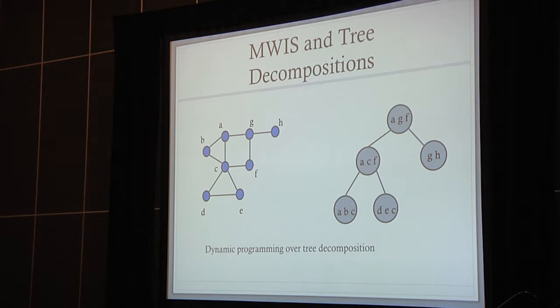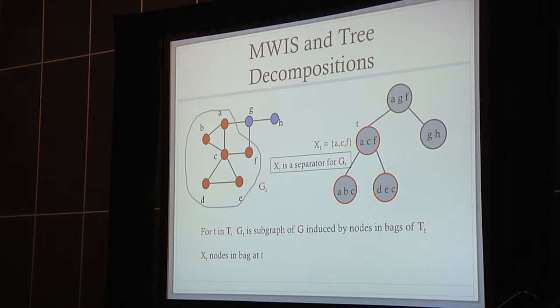Well, if you give me a graph and a tree decomposition for it, we can do dynamic programming over the tree decomposition and compute the maximum weight independent set of the graph. Just following the same idea as the trees, if you look at a node T, and all the vertices that appear in the subtree at T, let's call that graph GT. Now XT, the bag here, can be seen to be a separator for this GT: if I remove that bag, GT will fall apart into connected components.